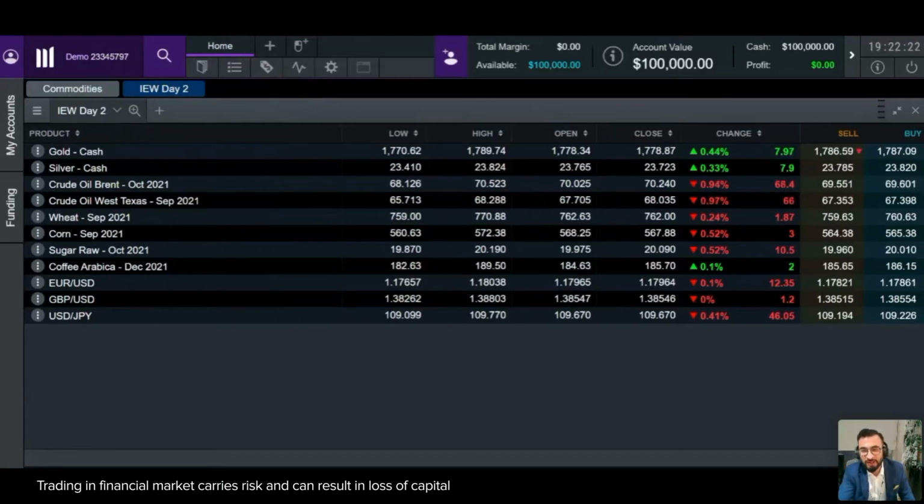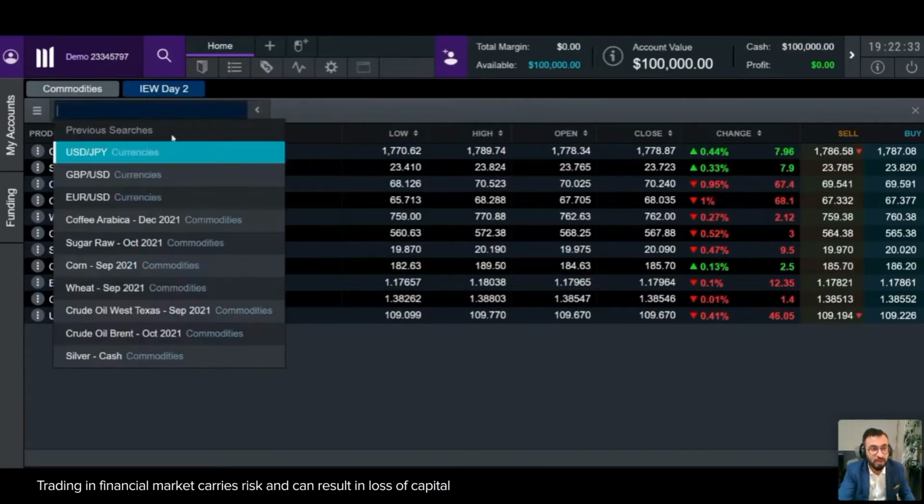Now everybody can see my watch list. I have just added 3 currencies right now for your understanding. I don't want to add more. So we have commodities, we have currencies. Now I'm going to add indices. US market is open right now.